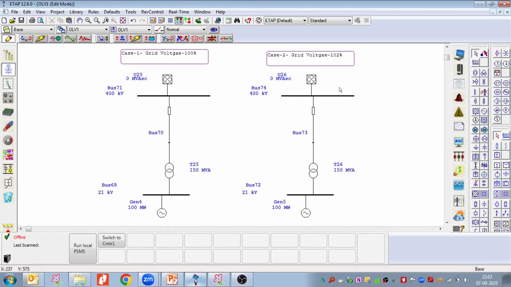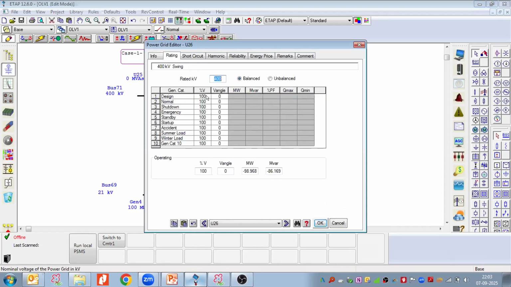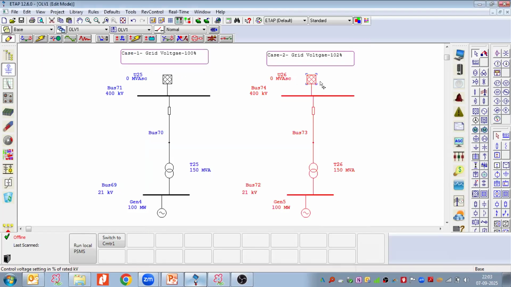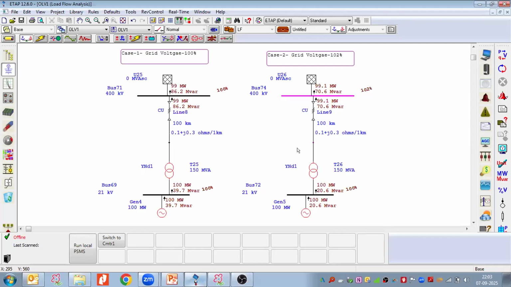Suppose the grid voltage boosts up to 102% at night time. For that purpose we have to go into rating, and here I have 100%. I have to change it from 100 to 102%. Then only it will be 102%. In that case, what is happening? Let us run the load flow again.